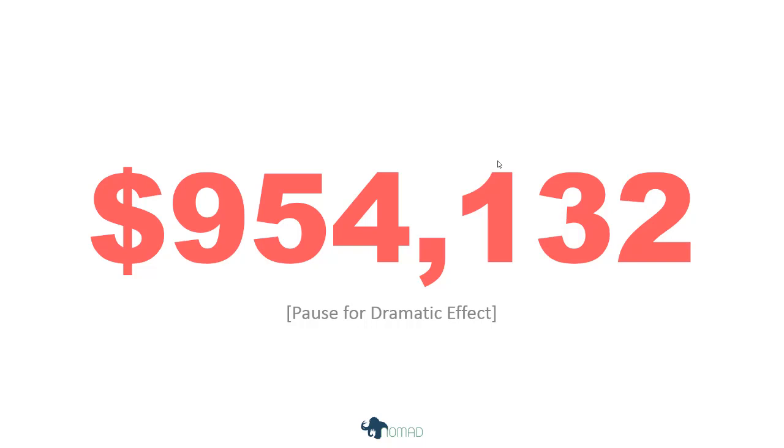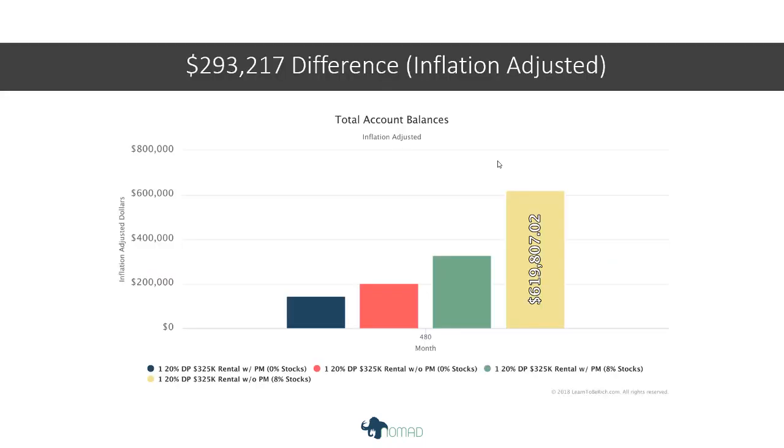Over 40 years. Pause for dramatic effect. Okay? So if you adjust for inflation, because money 40 years in the future is not like money today, it really works out to be $619,000 in the future compared to whatever this number is, 300 and change, which is a $293,217 difference between hiring a property manager and not, if you're able to compound and take the opportunity cost, an 8% opportunity cost on that money over that same period of time.